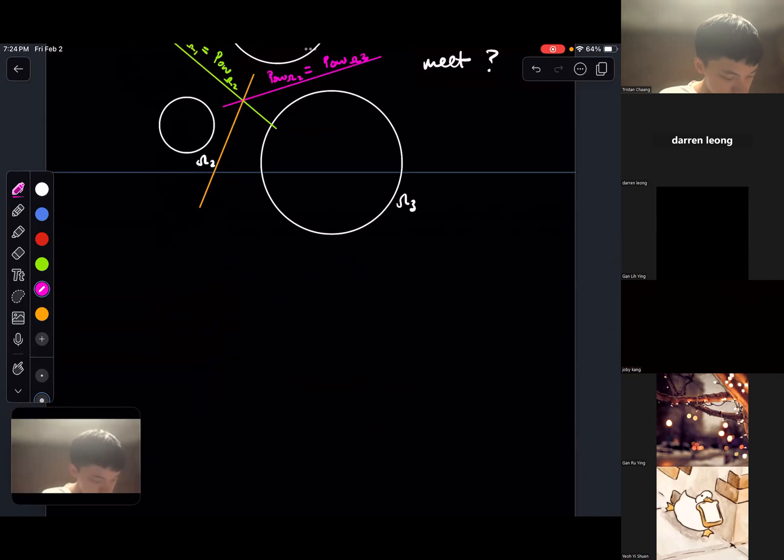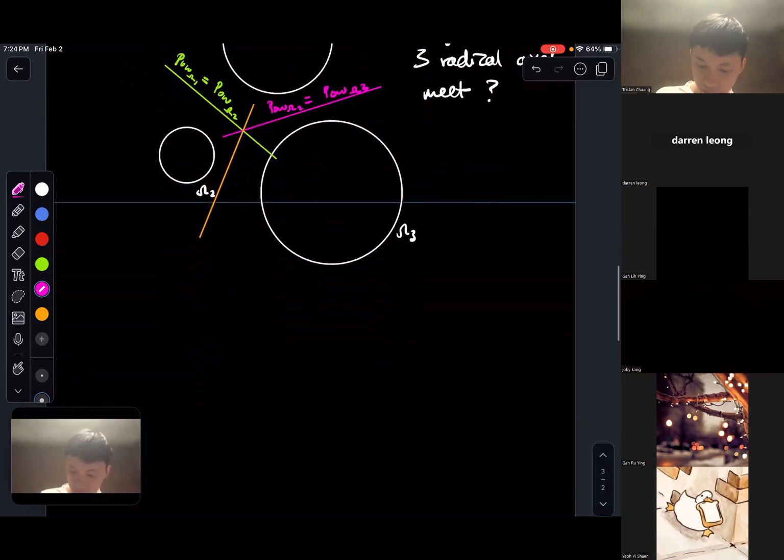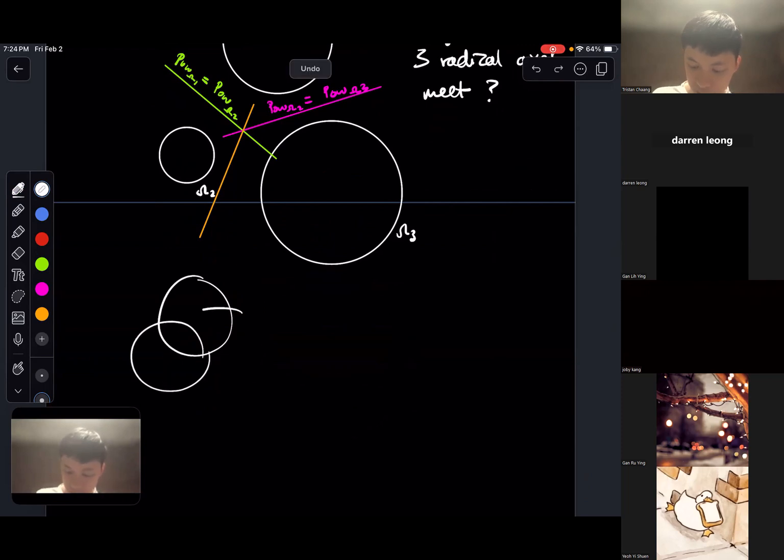Now, this is the case where the three circles are disjoint. But if the three circles are pairwise intersecting, then we have a very beautiful relation, which is that the three common chords must intersect at a single point.